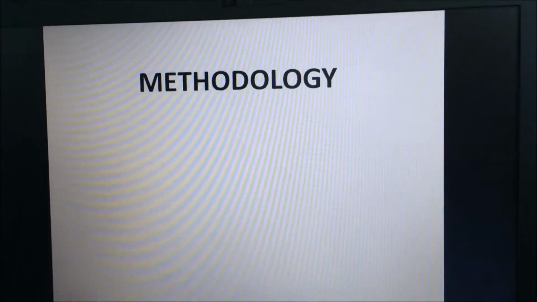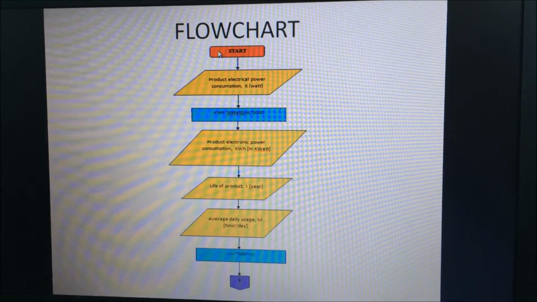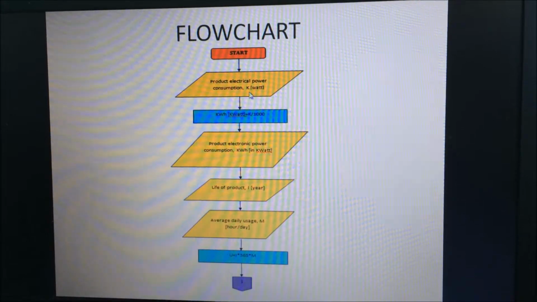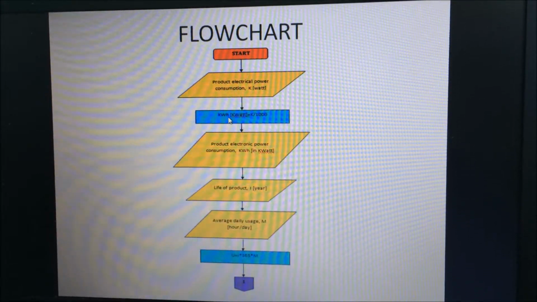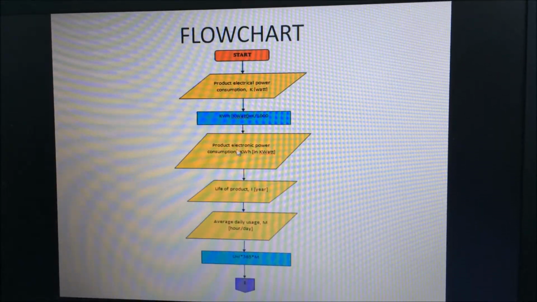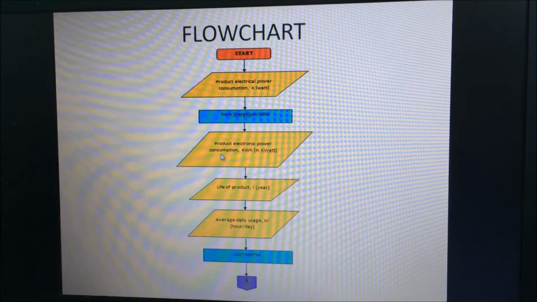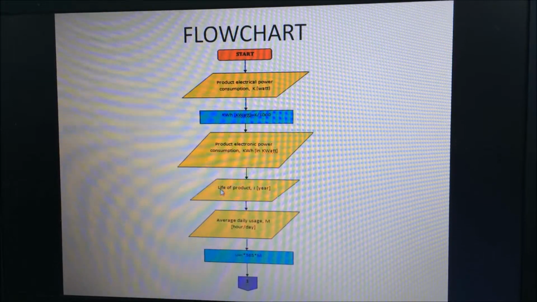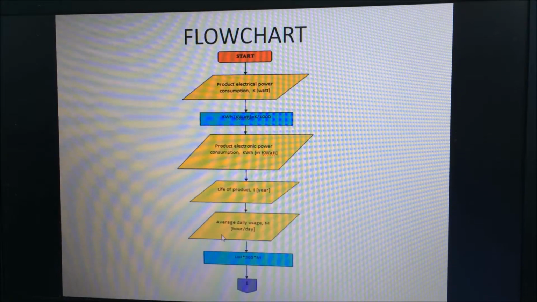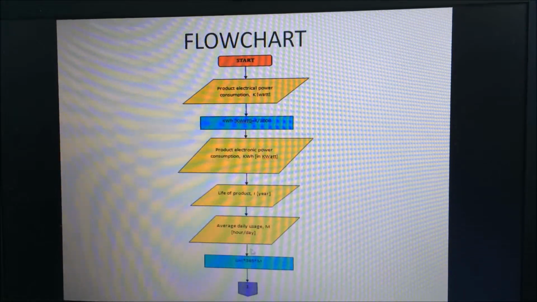Okay, for methodology, this is the flowchart. First we start, and then we display product electrical power consumption in watt, and then we convert it to kilowatt, which is divided by 1000, and then we display product electrical power consumption in kilowatt, the result of this, and then life of product in years is displayed, and then display the average usage in hours per day.